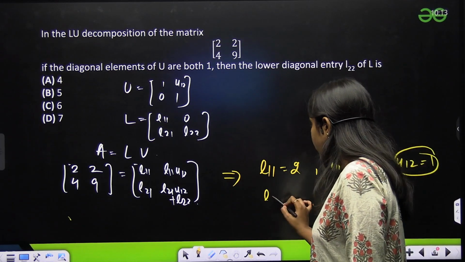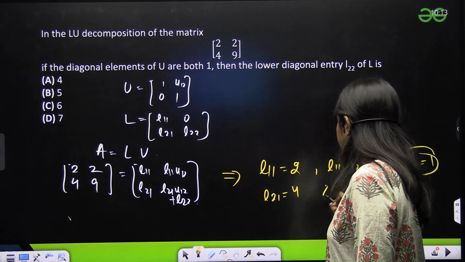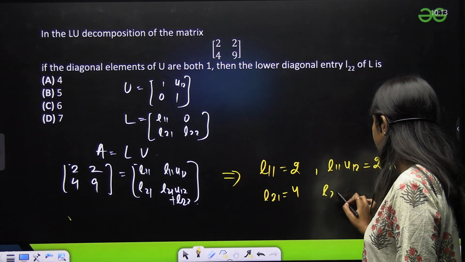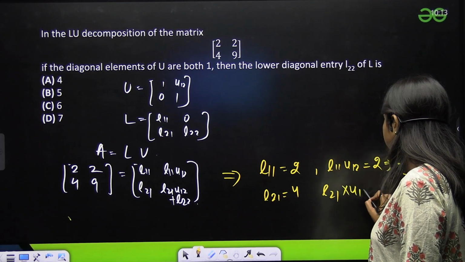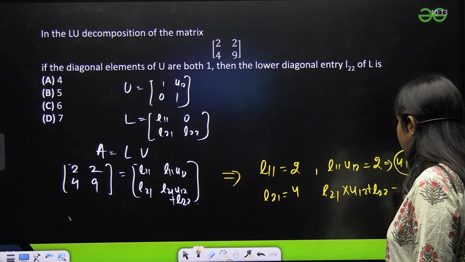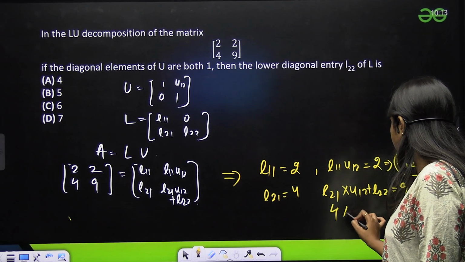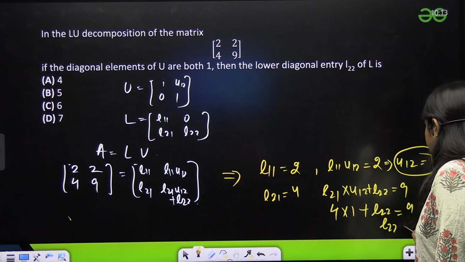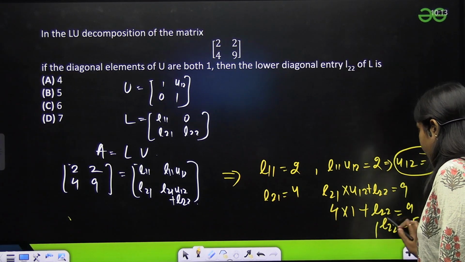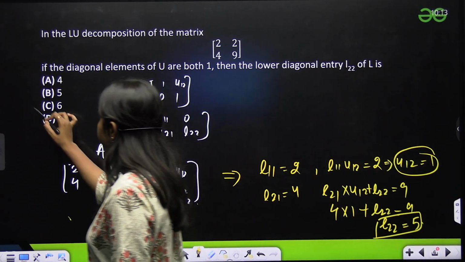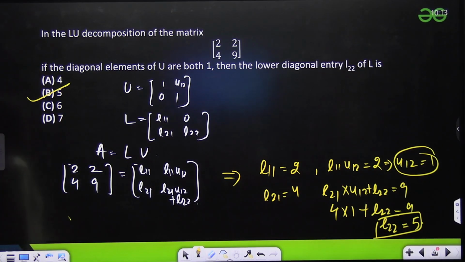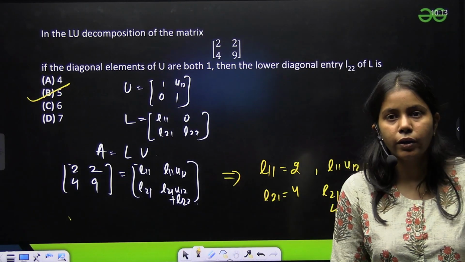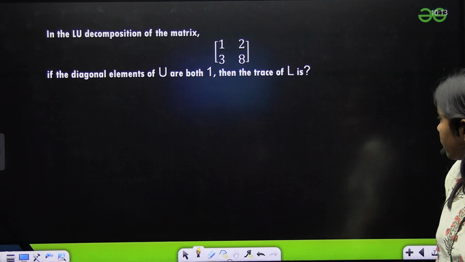Now L21 is 4, and L21 into U12 plus L22 is equal to 9. L21 is 4, U12 is 1, so 4 plus L22 equals 9. So you can solve for L22. L22 would become 5, right? So 5 is the answer. So option B is correct. And this is a GATE question, right? This is a GATE question. So you can find an LU decomposition like this. So now everyone knows how to find an LU decomposition.